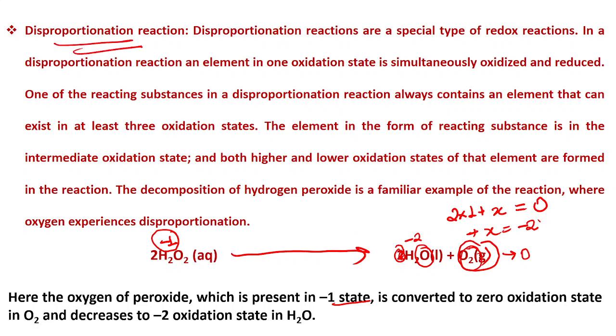Disproportionation reaction means a special type of redox reaction where one element is reduced as well as oxidized. Both things are happening here. So you see, in both the cases, what is happening here? Here O2 was -1, it became -2 here. It was -1, it became 0 here. So from -1 to 0, it means that it has been reduced, and from -1 to -2, it means that it has been oxidized. That is what is happening here.